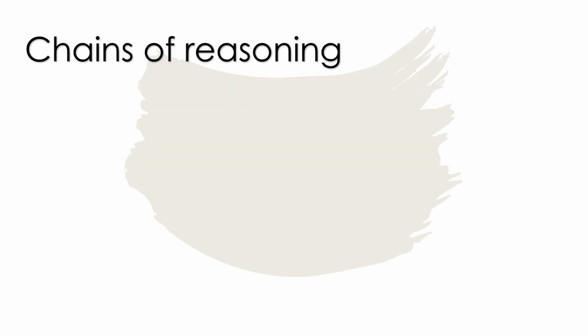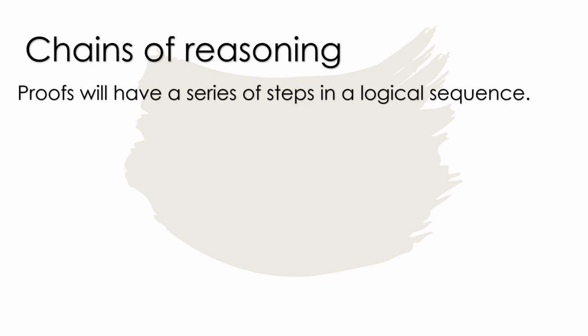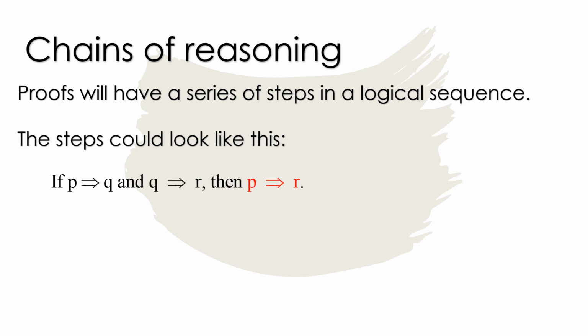All right, now we're going to talk about chains of reasoning. Proofs will have a series of steps in a logical sequence. The steps could look like this. So jot this down. If P, then Q, and if Q, then R, then if P, then R.